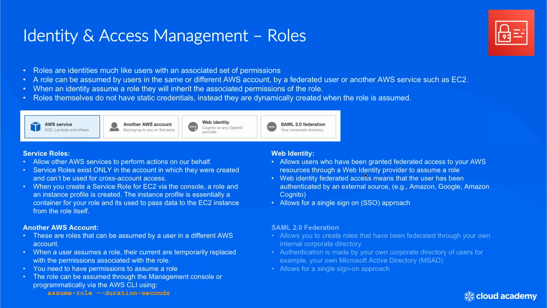Then we have SAML 2 federation. This option allows you to create roles that have been federated through your own internal corporate directory. So this differs from web identity in the fact that the external authentication system is your own corporate directory of users. For example, your own Microsoft Active Directory, and you can use LDAP, which is Lightweight Directory Access Protocol, to query your Microsoft Active Directory as your authentication into your AWS account. And this provides a single sign-on approach to your AWS environment.